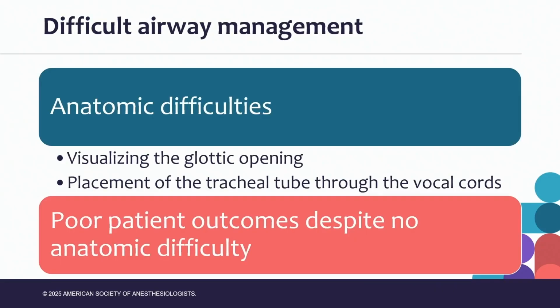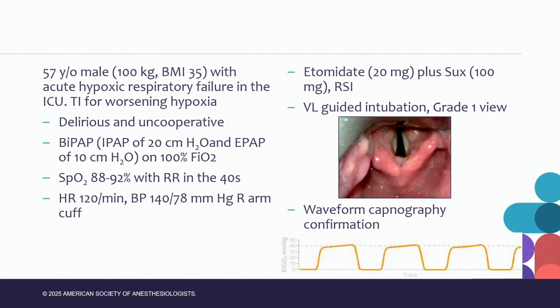Now, traditionally, difficult airway management has been confined to anatomic difficulties, where you have difficulty with mask ventilation, difficulty with visualizing the glottic opening, difficulty with placement of tracheal tube past the vocal cords. But as we saw in the last 2 studies, especially in these critically ill patients, you can have poor patient outcome despite there being no anatomic difficulty. Let me give you an example.